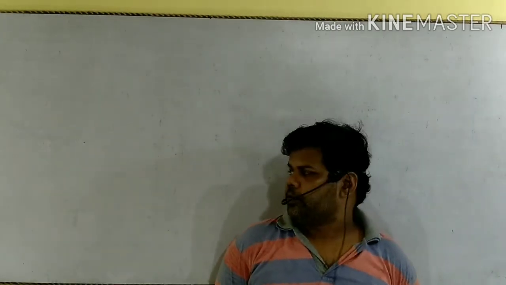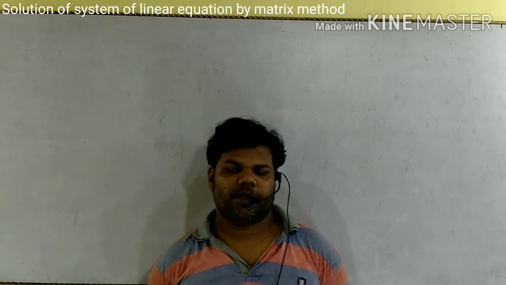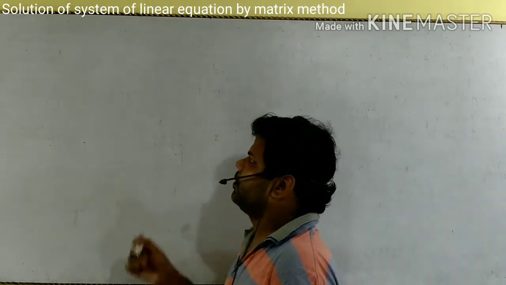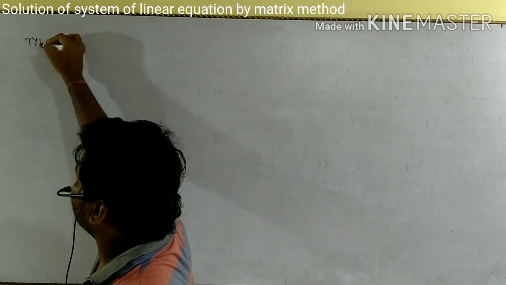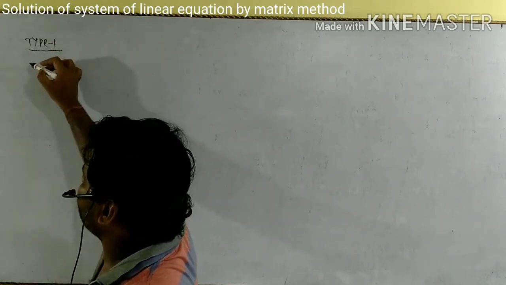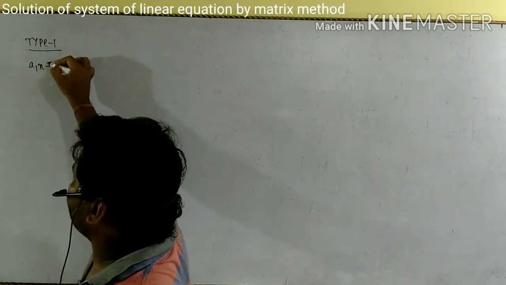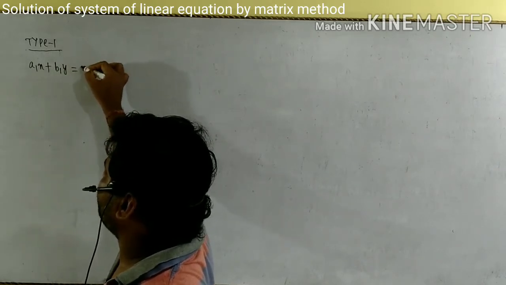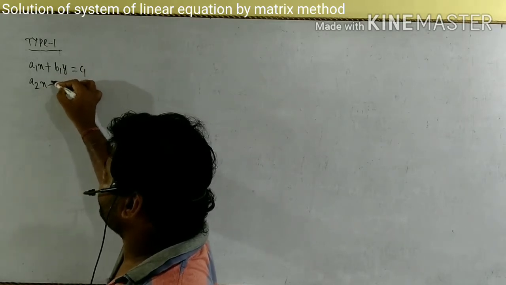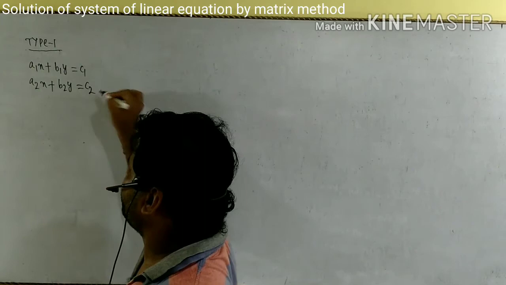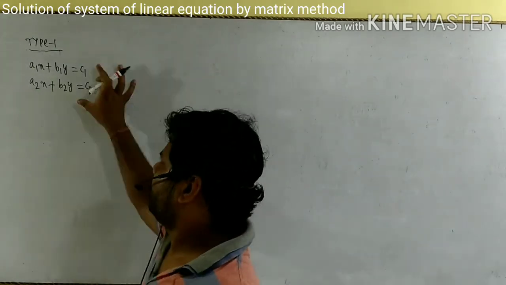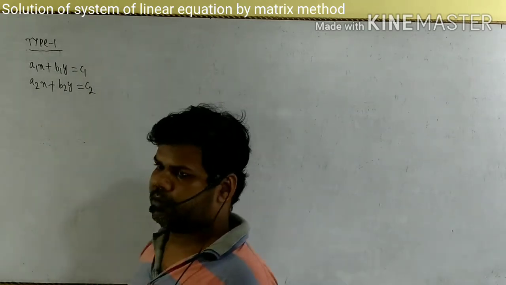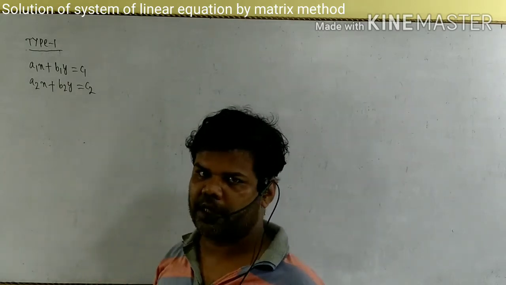Dear student, in this lecture we will study solution of system of linear equations by matrix method. Now, type 1. Suppose a set of linear equations having two variables, that is a1x plus b1y equal to c1, a2x plus b2y equal to c2. This is the system of linear equations having two variables given to you. Now you have to solve these equations by matrix method.